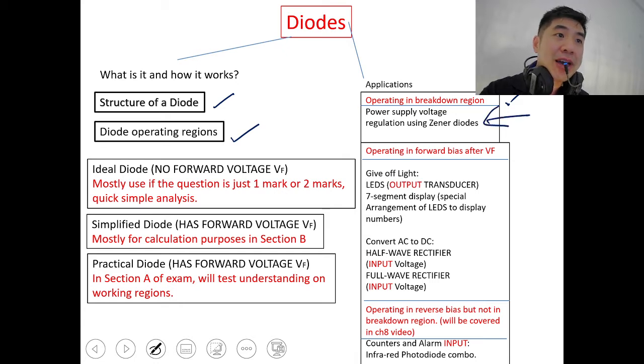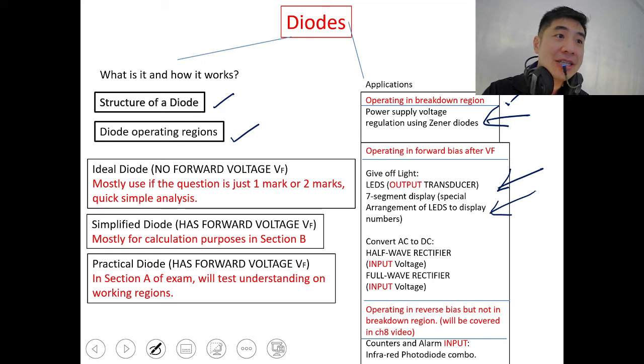We also have those that operate in forward bias, the LEDs. Definitely we need to cover LED. Talking about diodes, the light emitting diode is also a diode. The 7 segment is just 8 or 9 LEDs arranged in a certain rectangular format. Then you get your 7 segment display.